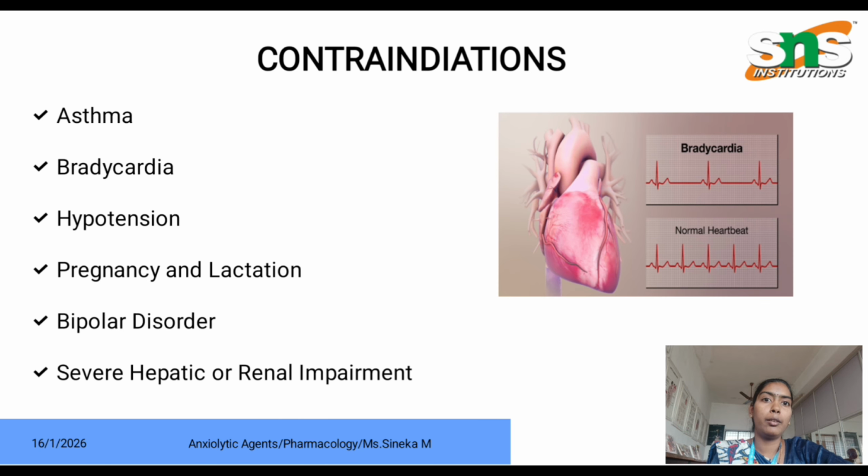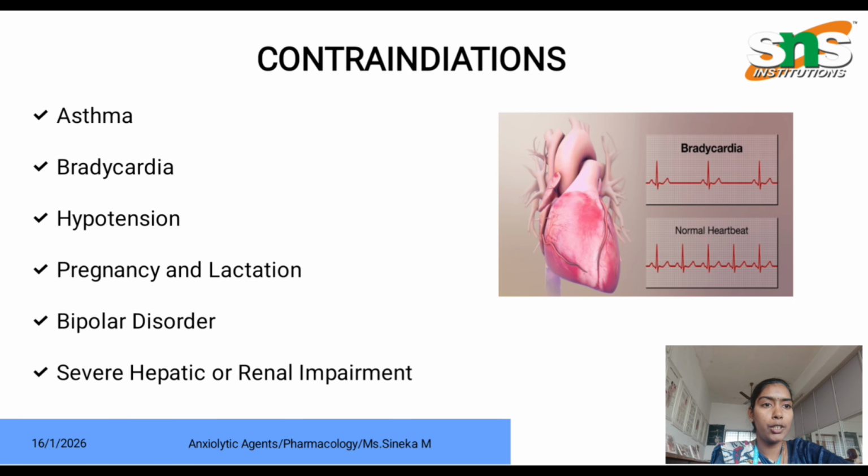Contraindications: we should not give anxiolytic agents to asthmatic patients because these particular drugs can cause bronchoconstriction, which will lead to respiratory depression. The next one is bradycardia. Beta blockers block the beta adrenergic receptors. These receptors are mainly responsible for regulating heart rate. By blocking these receptors, it leads to bradycardia. Bradycardia means slowness of heart rate.